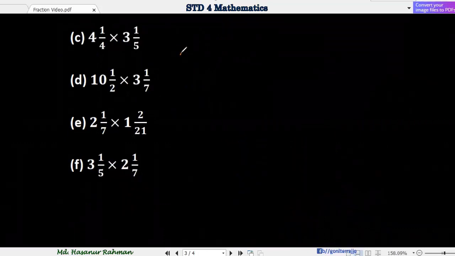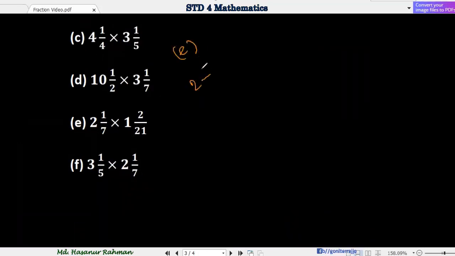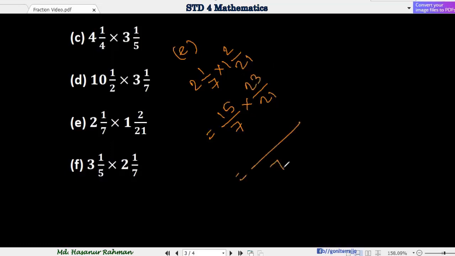Now number E. Number E says 2 whole 1 by 7 multiplied by 1 whole 2 by 21. So how can we find out? At first we have to convert this mixed into improper. 7 twos are 14 plus 1, that is 15. Multiplied by 21 ones are 21, plus 2, that is 23. So 7 multiplied by 21, 15 multiplied by 23.